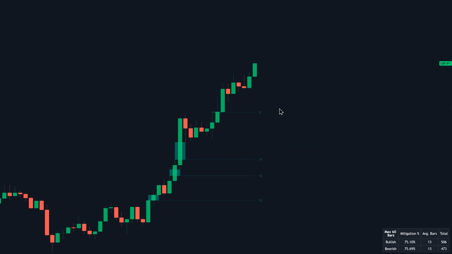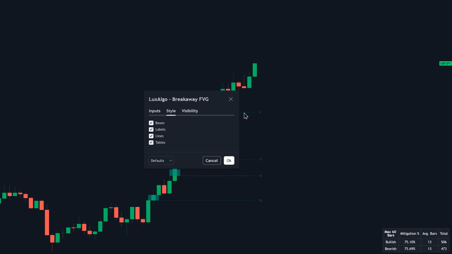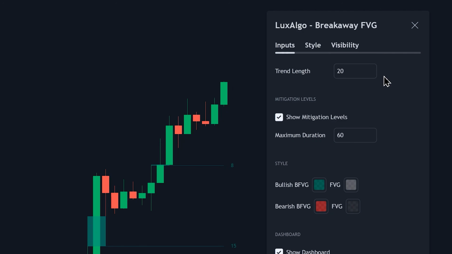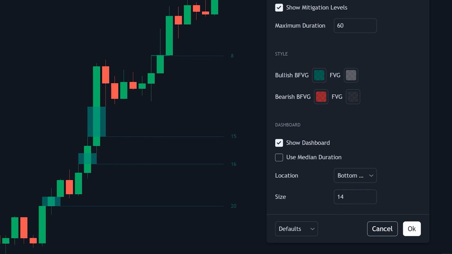Now, in the indicator settings, we have the trend length, which determines the lookback period for identifying breakaway FVGs. There is a toggle to show mitigation levels, and then you can also change the maximum duration, which is the maximum number of candles the indicator uses to track FVGs. You can also change the style or the colors of the FVGs and adjust the dashboard settings. After making your changes, click OK. For me, I'm gonna stick with the default values.